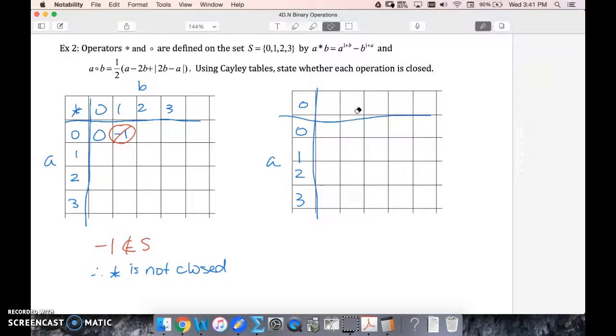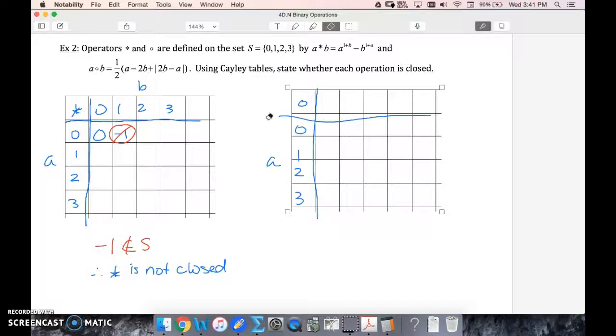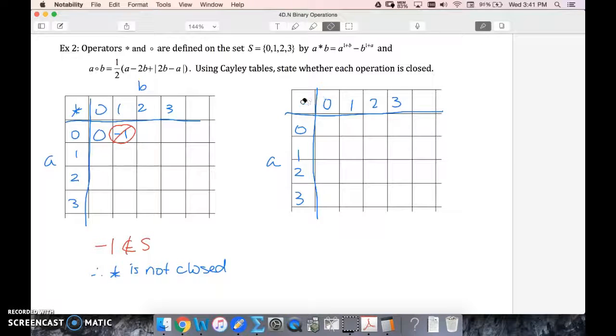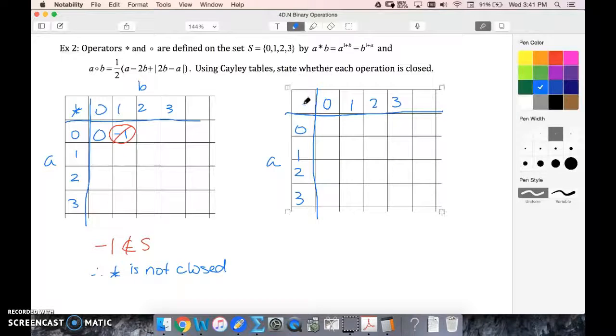Whoa, that's a terrible line that apparently I cannot erase. All right. 0, 1, 2, 3. I'm going to make this blob a little bit smaller. Maybe. Okay. So plugging in again, plugging into this operation here.